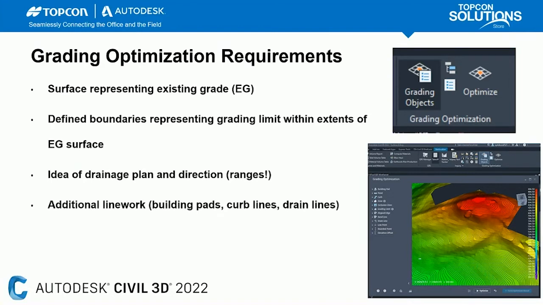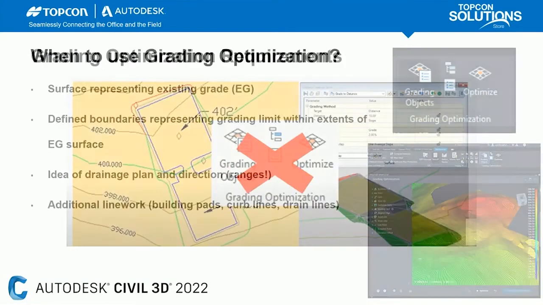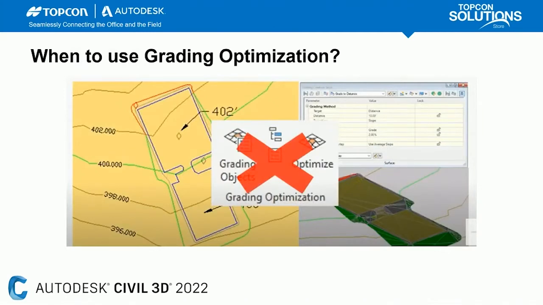And last thing you need, additional line work. So everything's polylines in, feature lines out with grading optimization. So all your parameters, building pads, curb lines, drain lines, all your zones are all polylines in Civil 3D. Okay, like I just alluded to, when to use grading optimization.